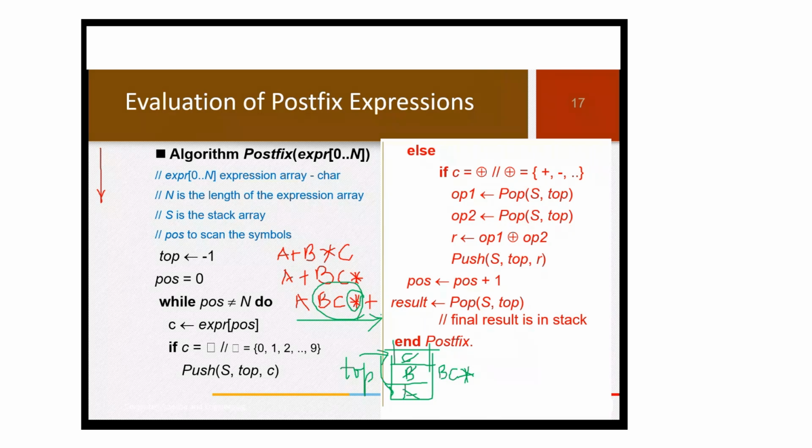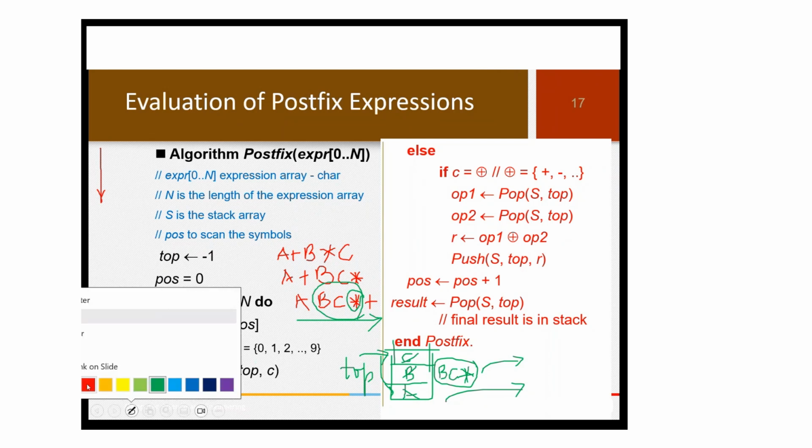Now again, go through the expression, which is plus now. Because it's an operator, I pop twice from the stack. The first operand is BC star, the second operand is A. Assuming there are values for B and C, and I know the value of A, I can easily evaluate this plus and push it back into the stack, so that finally one pop will give me the final result.